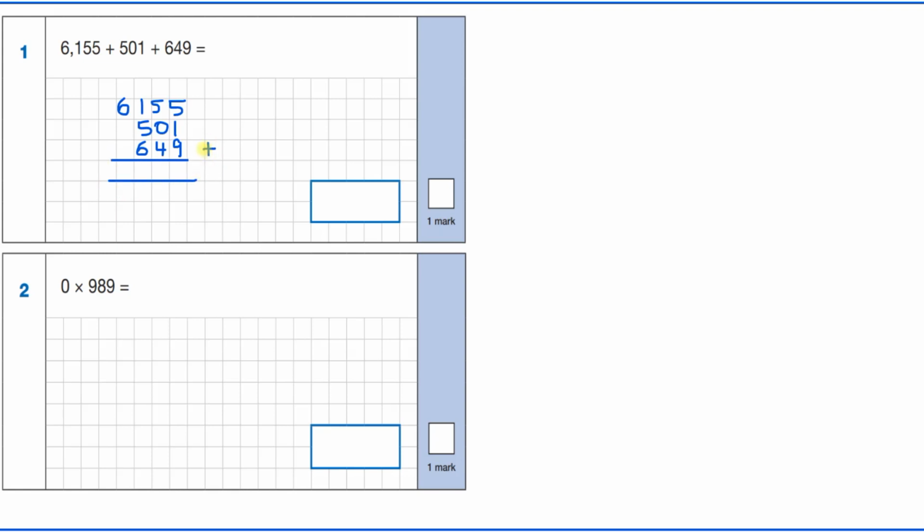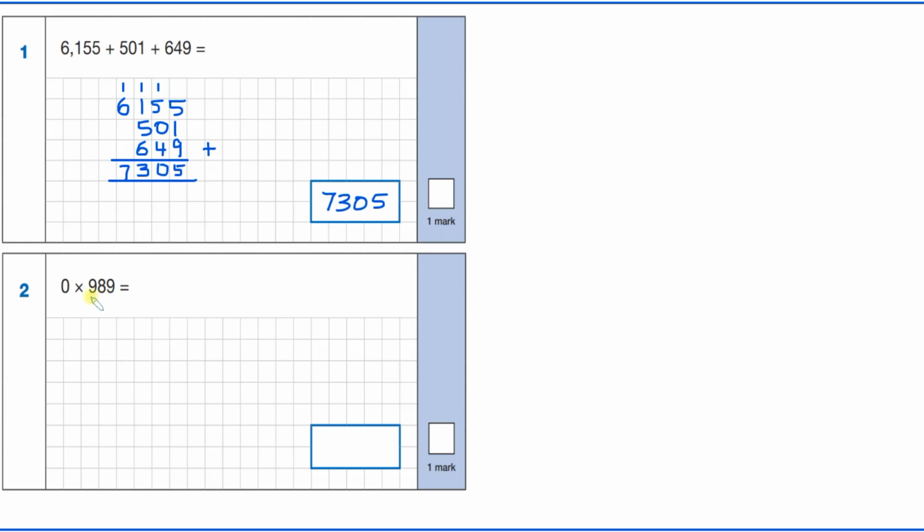When you are adding the numbers, be careful with the remainders. 5 plus 1 is 6, 6 plus 9 is 15, 5 and 1 remainder goes to the next column. 1 plus 5 is 6, 6 plus 0 is 6, 6 plus 4 is 10, 0 and 1 remainder. 1 plus 1 is 2, 2 plus 5 is 7, 7 plus 6 is 13, 3 and 1 remaining. 1 plus 6 is 7 and that is the answer, 7305. That is question number 1.